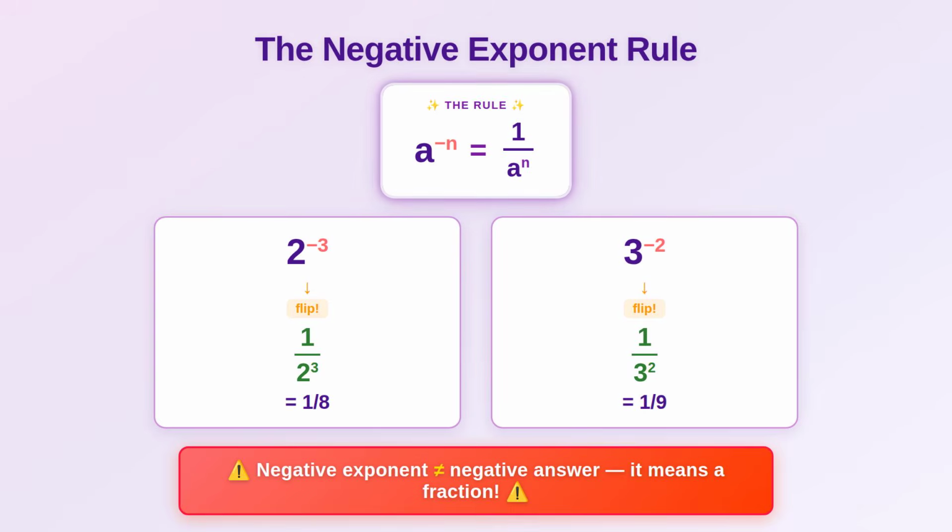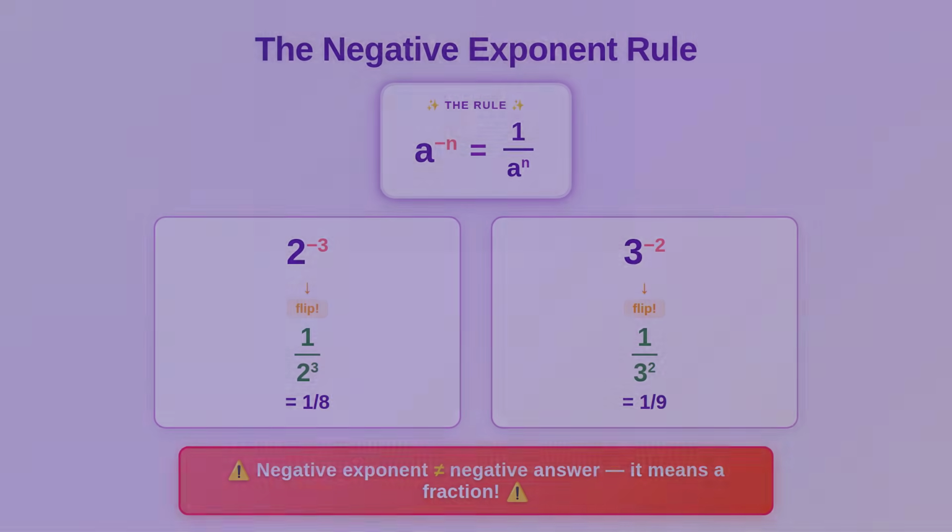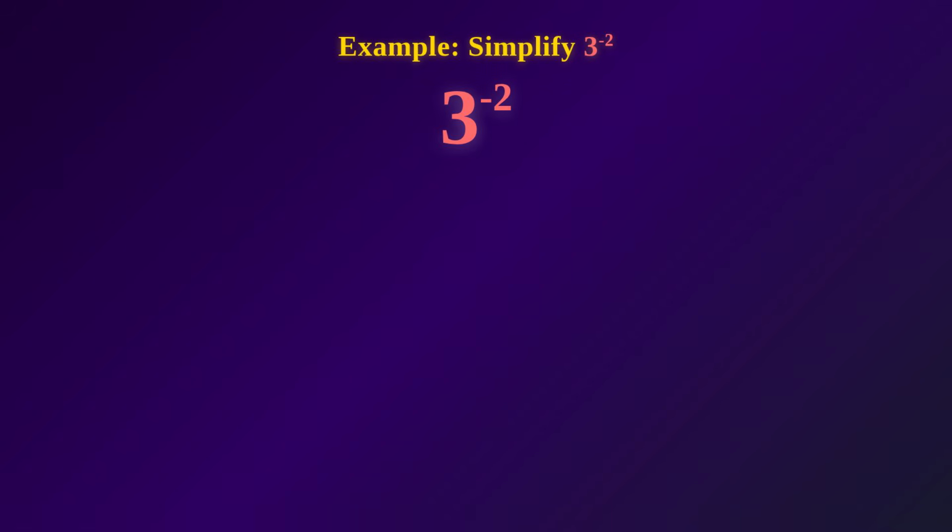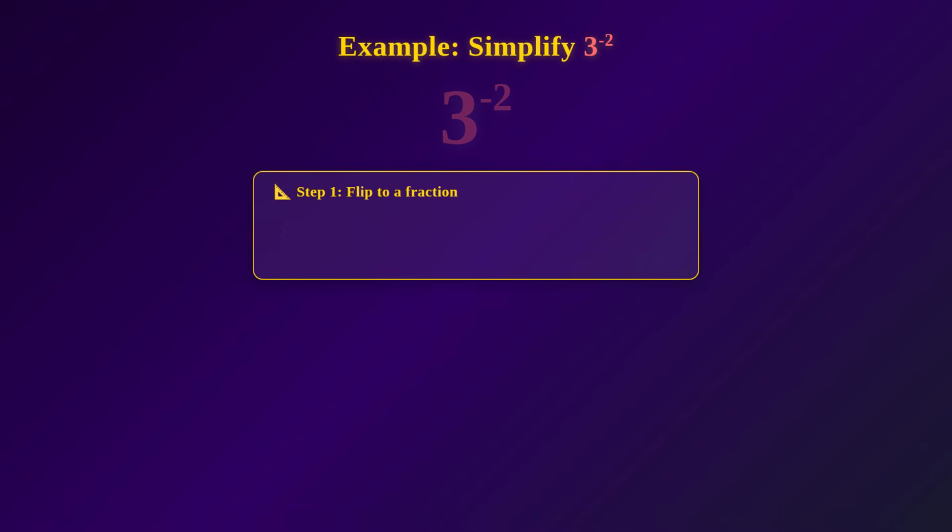It makes it a fraction. That's a super important thing to remember. Let's say it together. Negative exponent means flip to a fraction. Let's work through this one step by step, just like Maya did on her worksheet.